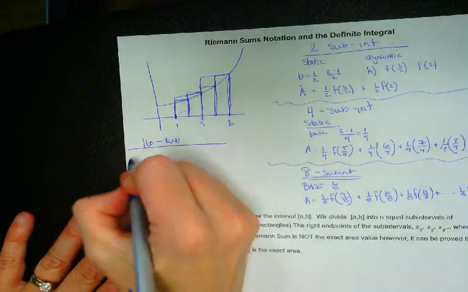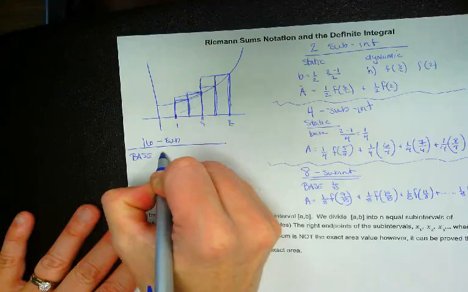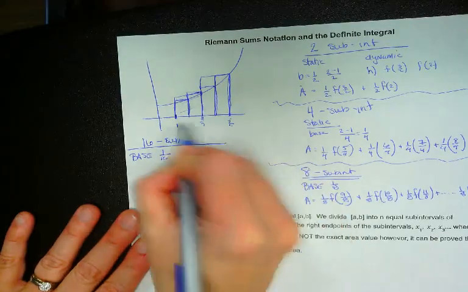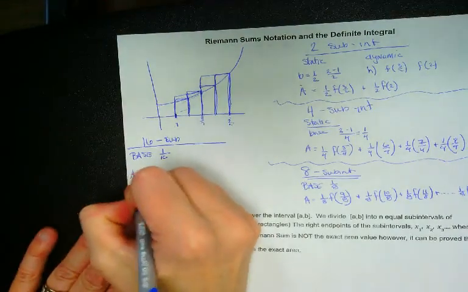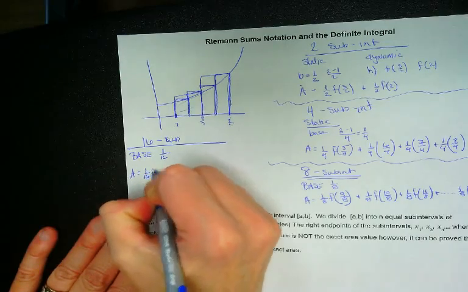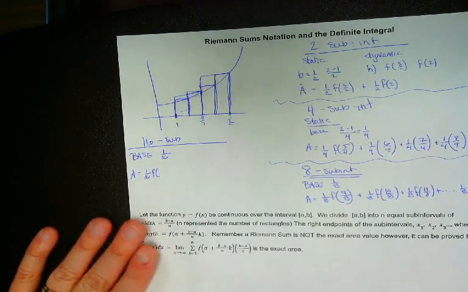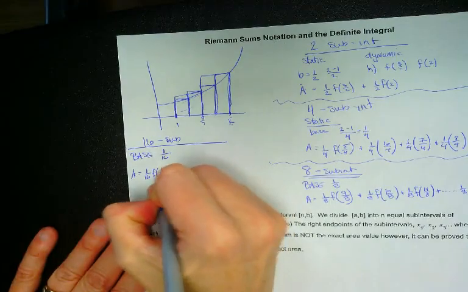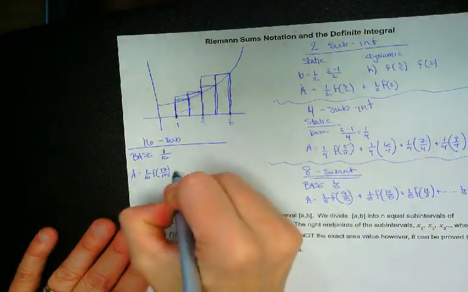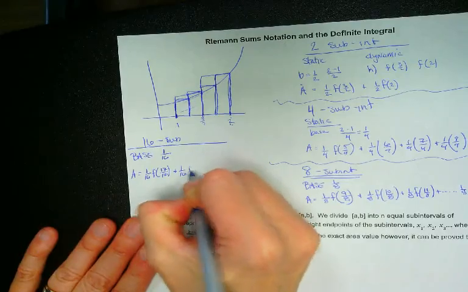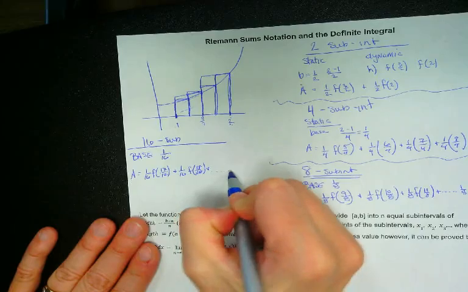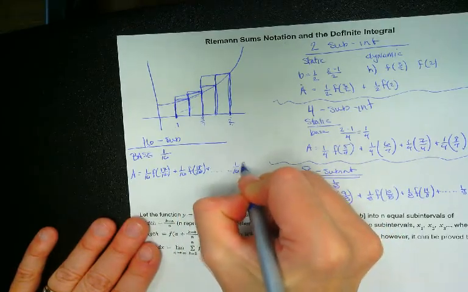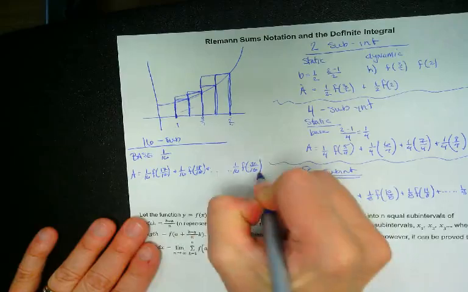So what would my base now be if I went to 16 subintervals? 1/16. So again, 2 minus 1 is 1 divided by 16. So the static part, the part that's not going to change, is they're going to be 1/16 bases. Okay, so my area is going to be 1/16 times the height at, that's why I'm saying f of, 1 1/16 or 17/16, plus 1/16 times f of 18/16. Dot, dot, dot. If I want to end at 2, that's 1/16 plus f of 32/16.